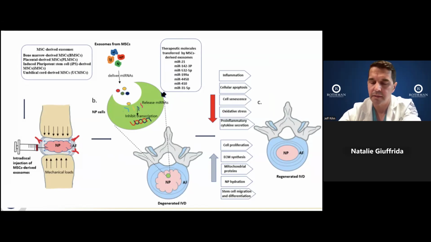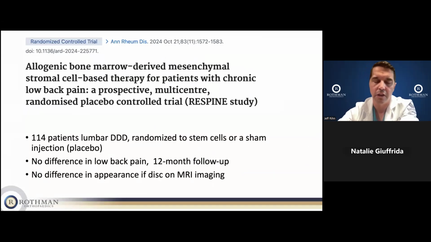There's a lot of animal studies that support it, both small and large animal studies, and there's a few clinical studies in humans. This is one study, again, a prospective high-level study where they injected these stem cells into patients who had degenerative disc disease, and they compared it to a sham injection, meaning some patients got stem cells, some patients just got fluid, like saline. That's called the sham or the placebo. And this study found there is no difference. At 12 months, no difference in back pain, no difference in what the MRI looked like. So this study would suggest that stem cells aren't really effective.